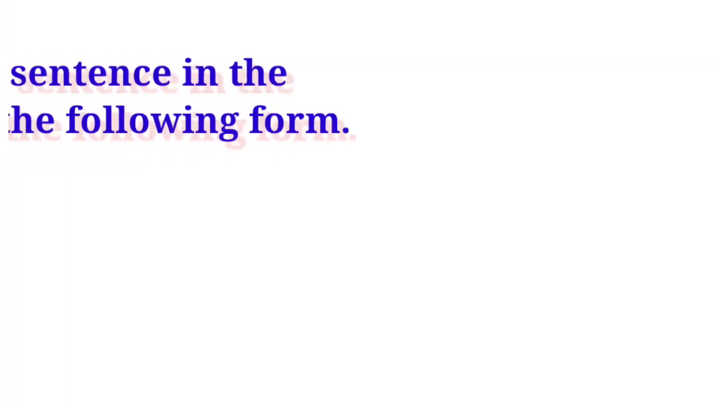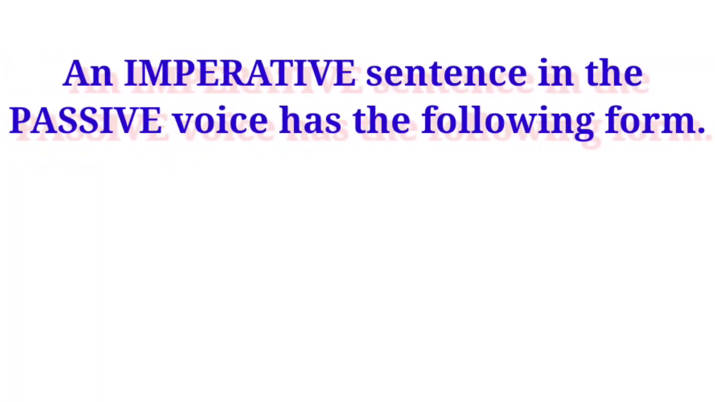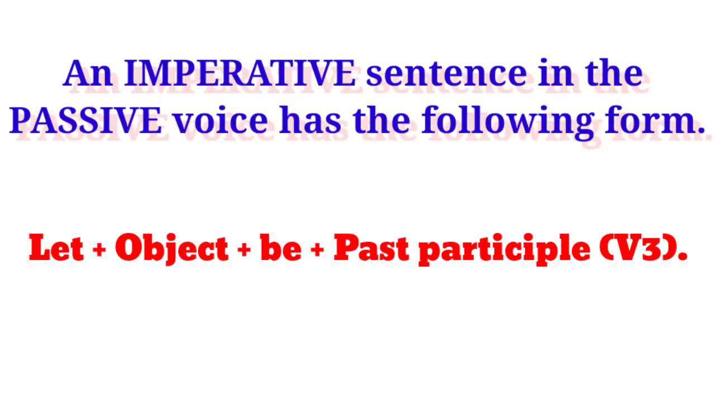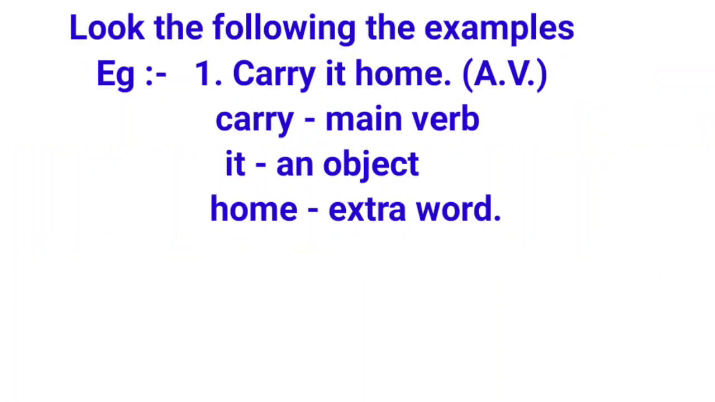An imperative sentence in the passive voice has the following form. That is, let plus object plus be plus past participle, that is V3. Look at the following examples.